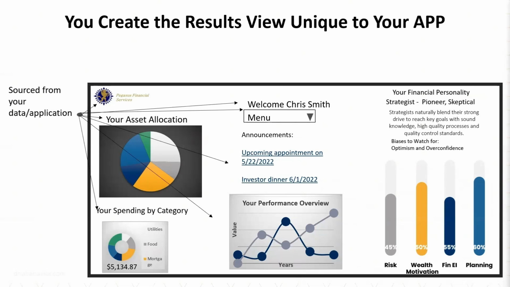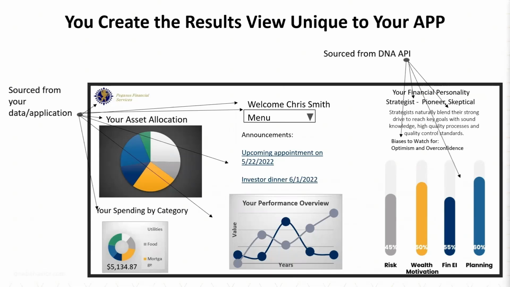And so in that case, this would all be sourced from your data, from your application, from other places that you're calling data. So that could be other APIs, or it could be direct calls to your database from your application. And then you're also peppering in some additional information that is sourced by DNA. So here, a strategist and pioneering and skeptical, you could get from those Get assessment results. Here you could get behavioral biases to watch for from the Get behavioral biases. This could be an example of the description that you're getting around strategists.